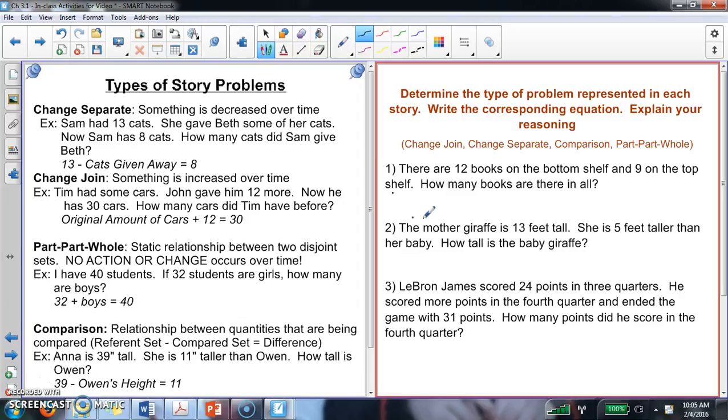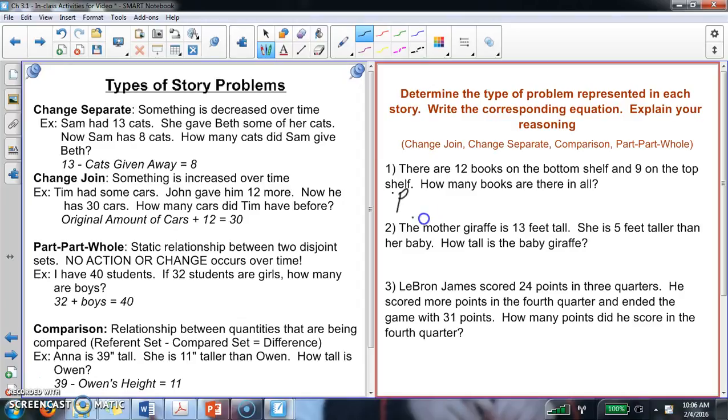So we have 12 books on the bottom shelf, 9 books on the top shelf. How many books are there in all? So if I read that, there's no change occurring. So I'm not joining or separating. I'm talking about how many there are in an entire set, if I take two smaller sets and combine them. So that's taking the part from the bottom, the part from the top, and putting them together.